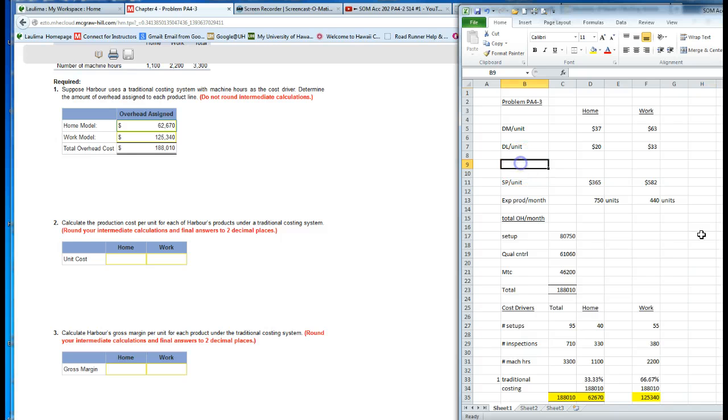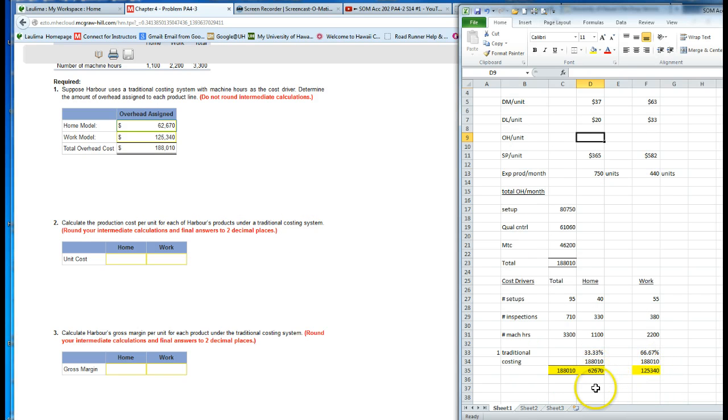And so what do you think I'm going to put in here? Well, you're right, it's overhead per unit. And of course, we're going to have to figure out the overhead per unit based on our traditional costing system. So if we go down to the calculation that we just did a few minutes ago, we calculated overhead under the traditional costing system using machine hours as the cost driver.